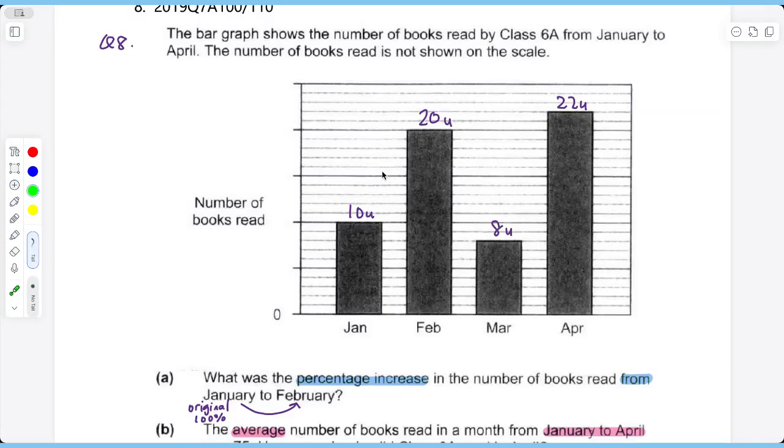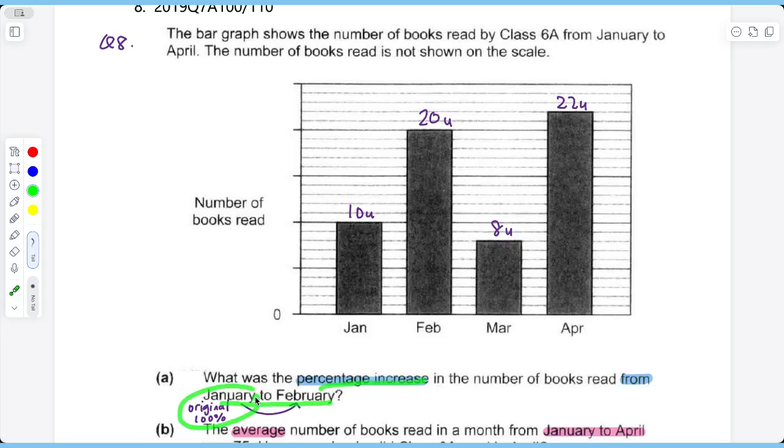Question 8. We have this bar graph that shows the number of books read by Class 6A from January to April. Part A. What was the percentage increase in the number of books from January to February?